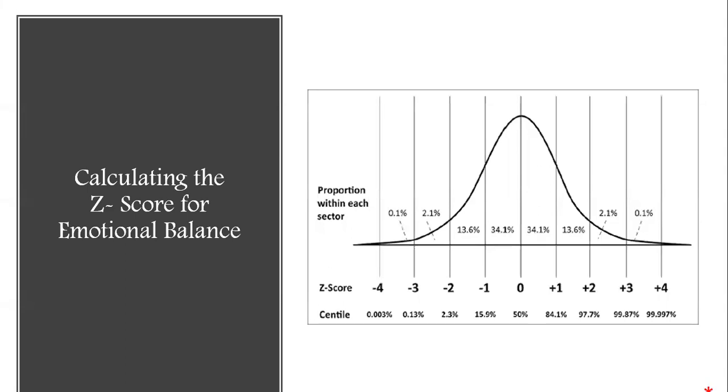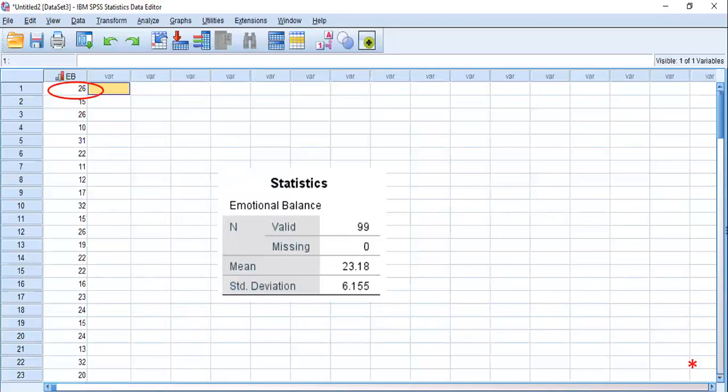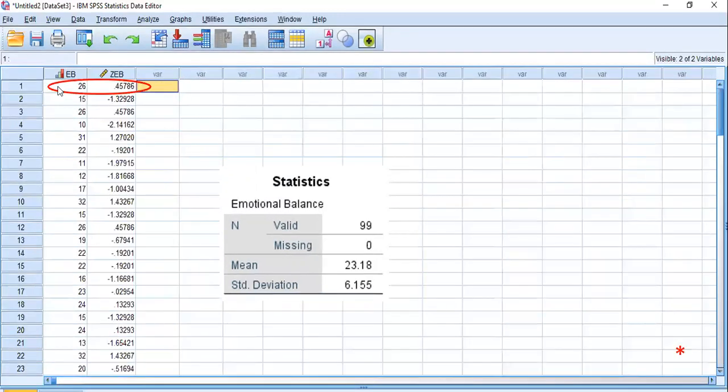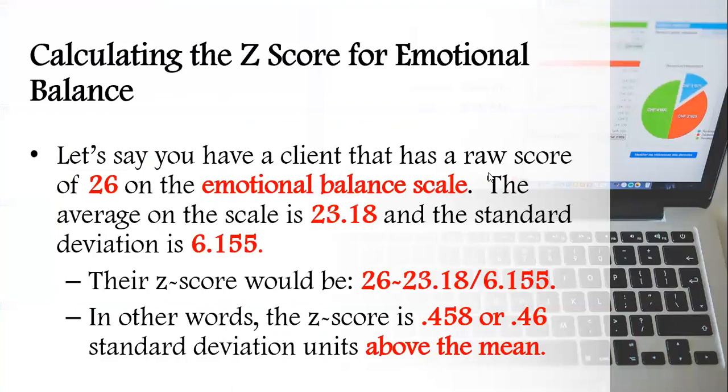Now let's practice calculating z-scores for this variable. We are going to calculate the z-score for the first score in the distribution. Here is the answer. But on the next slide, we will walk through the steps for how we arrived at this number. Let's say you have a client that has a raw score of 26 on the emotional balance scale.